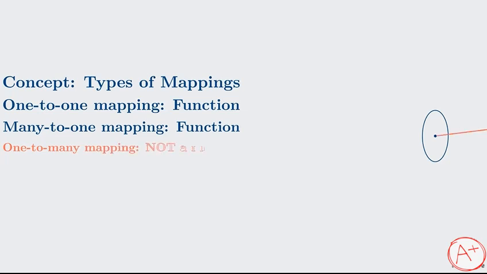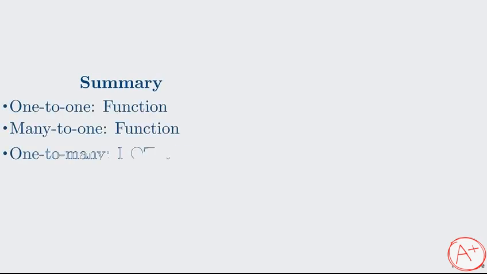Finally, we have a one-to-many mapping. In this case, a single input results in multiple possible outputs. This fails the exactly one rule. Therefore, a one-to-many mapping is not a function. In your exam, if you are asked to justify why a relation is not a function, you should state that it is a one-to-many mapping.